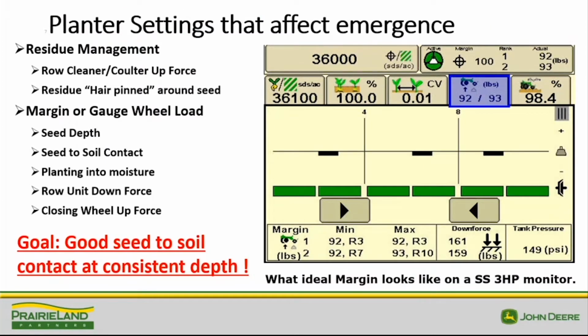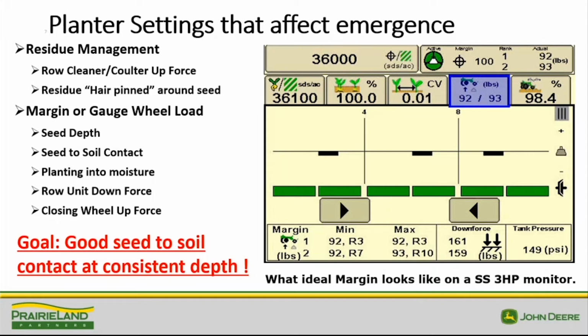So what are the planter settings that will affect even emergence? Well, number one, we need row cleaners and coulters set correctly so that we get that residue out of the way so we can be planting in a clear dirt only trench. Because what happens if we don't get that residue out of the way, we hairpin it, we bury it with the seed, and that lessens the amount of moisture the seed can receive. One of the ways we can control that is with gauge wheel loading and or what we call margin. The seed depth, if you don't have adequate margin, your depth of the seed is going to be wrong, and that's not good.